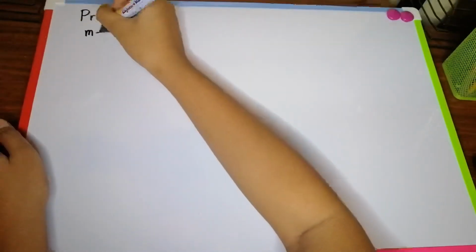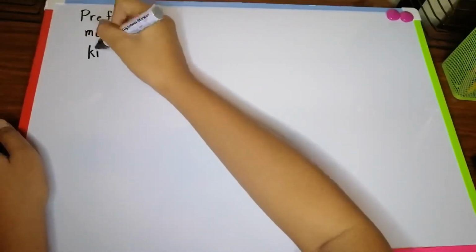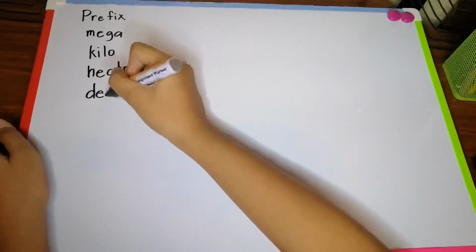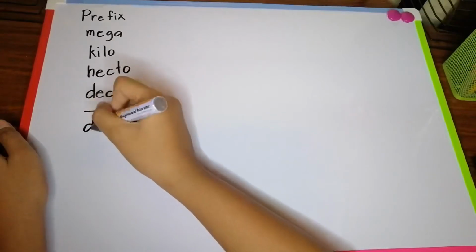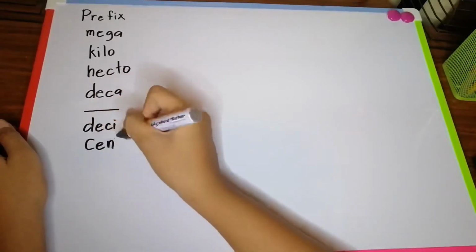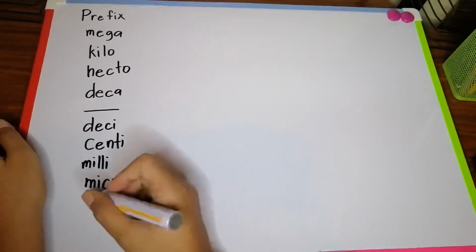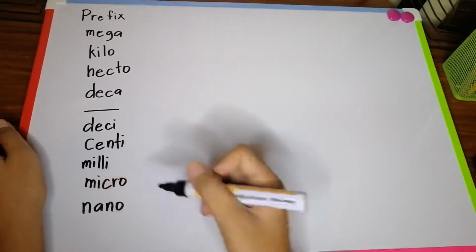So we have mega, kilo, hecto, deca, deci, centi, milli, micro, and nano.